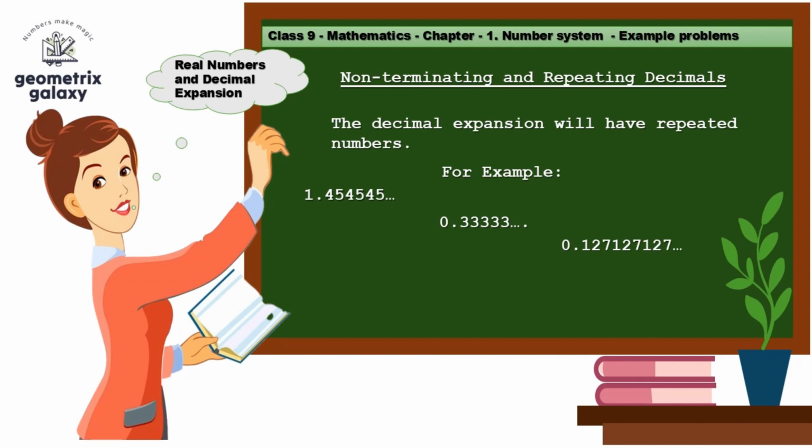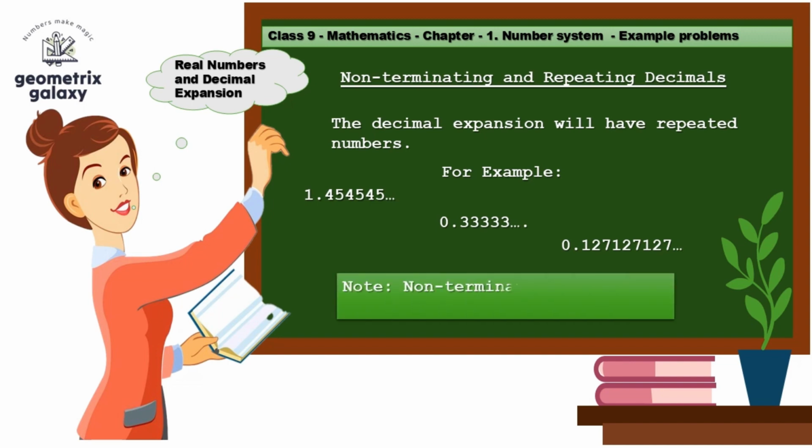Now, non-terminating repeating decimals are rational numbers. You have to note this point, students.